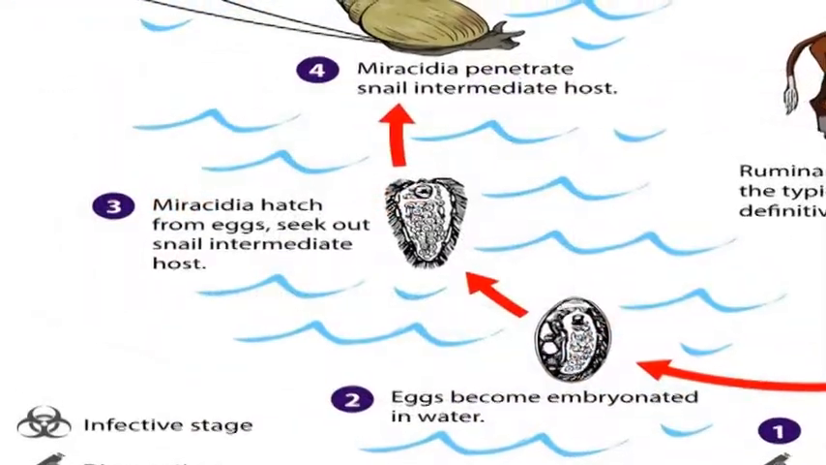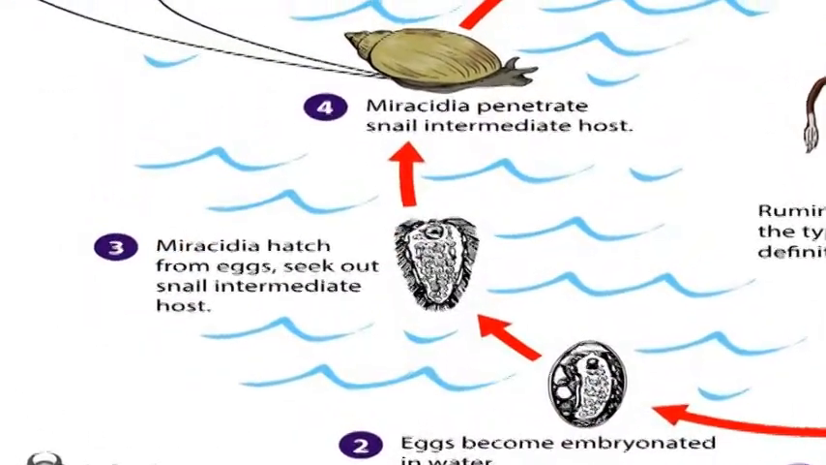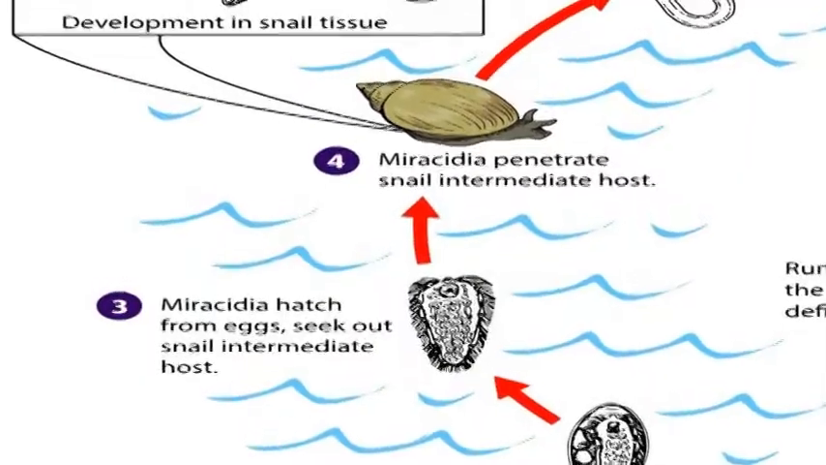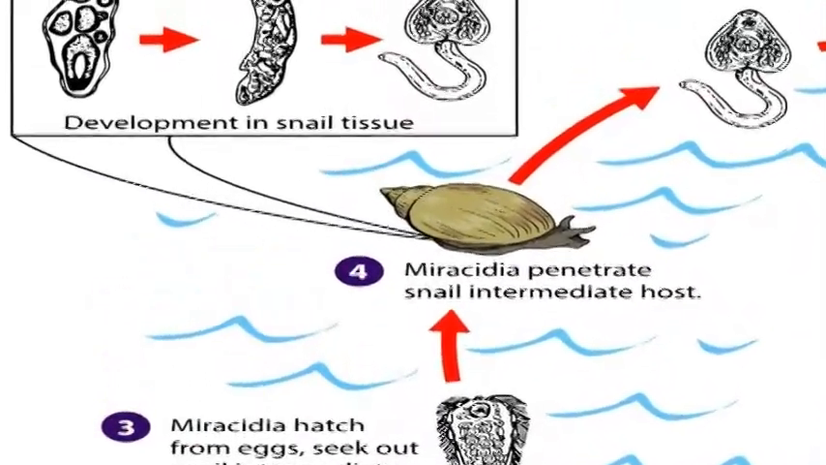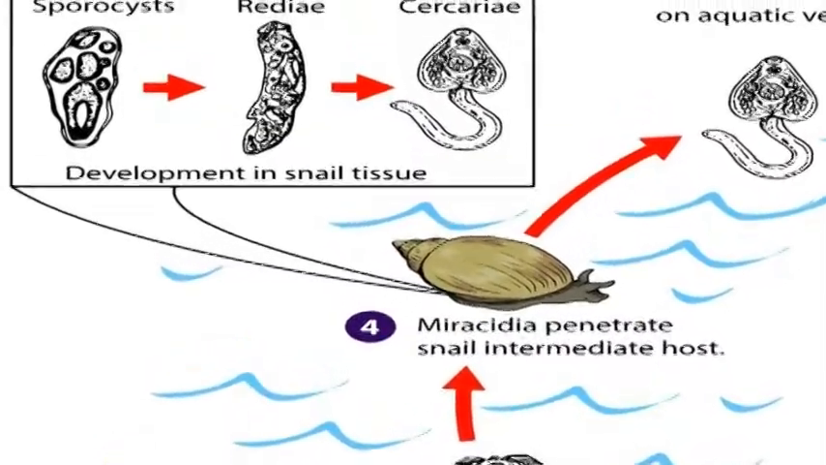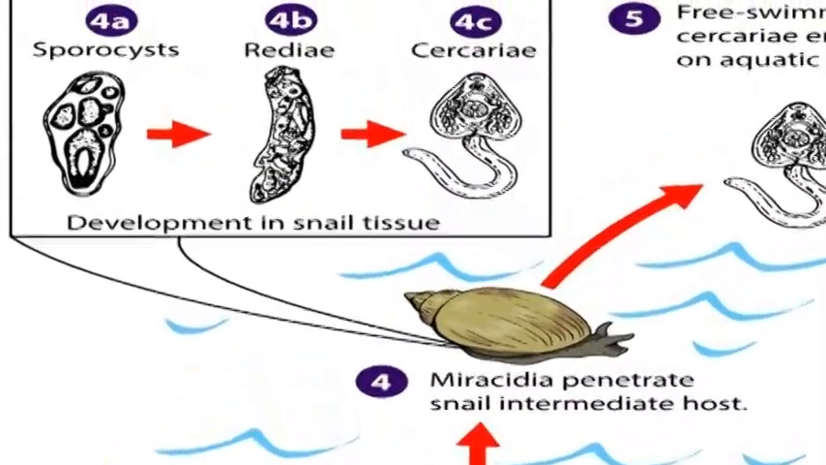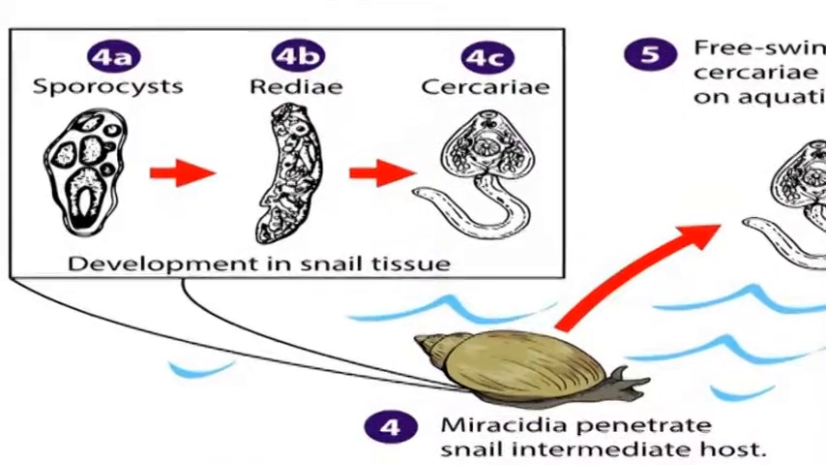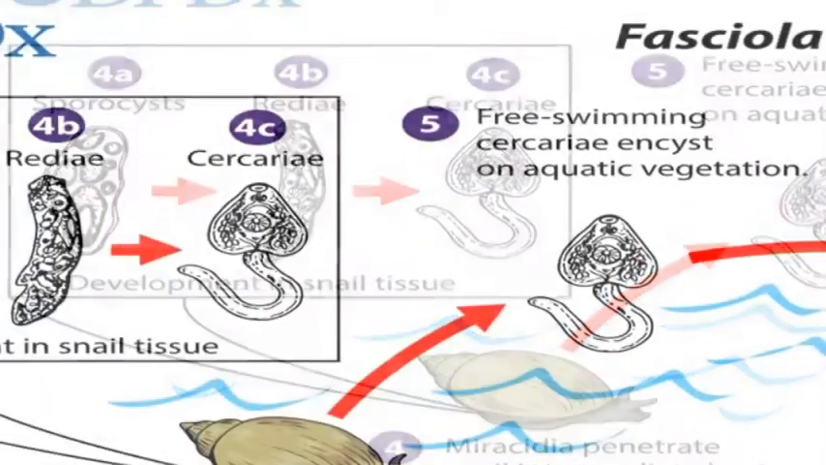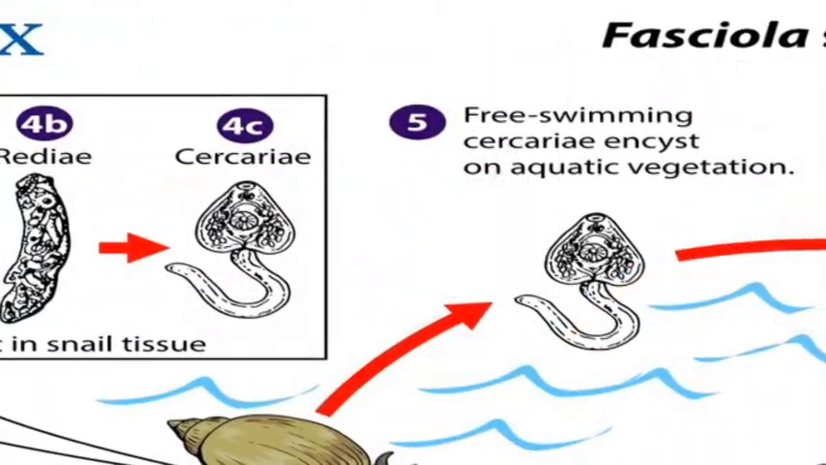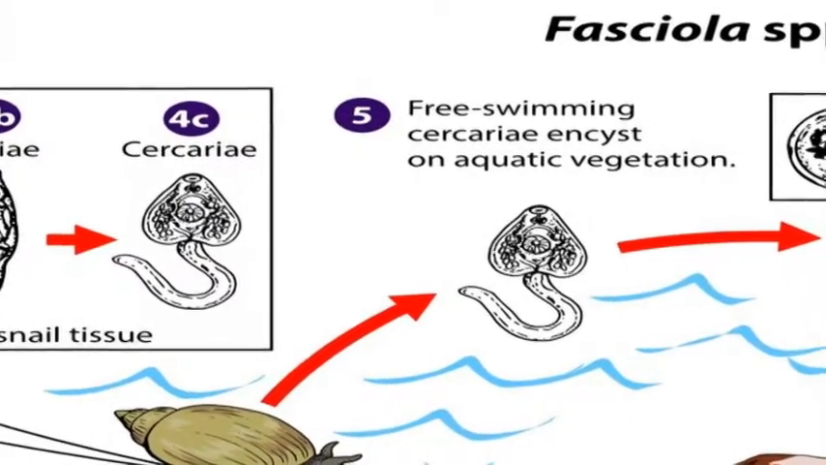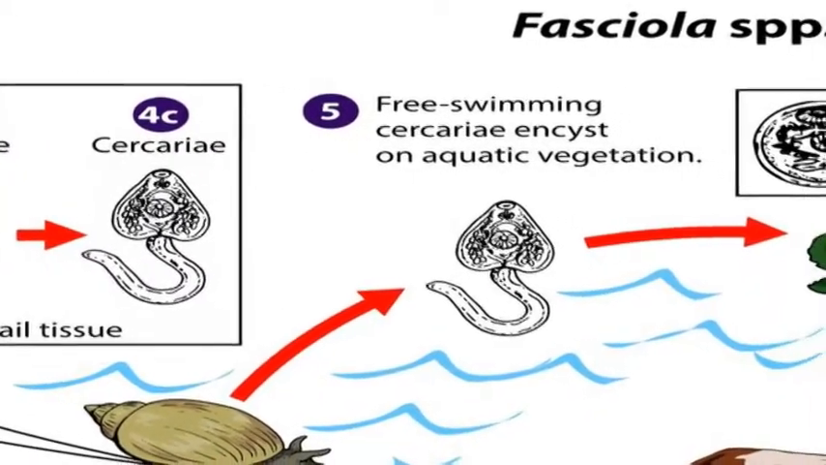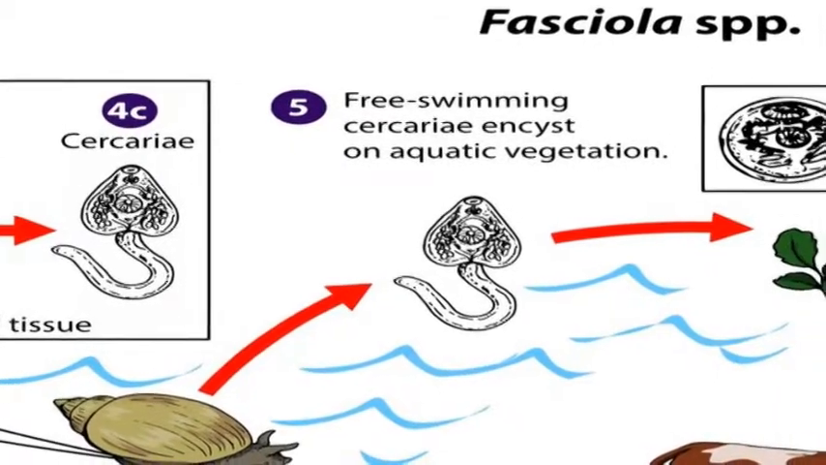So, redia is a larval form of a digenetic trematode such as a liver fluke that is produced within a sporocyst, has a mouth, pharynx, and gut, and contains cells which give rise to other redia or a cercaria. Next, we have the cercaria, a usually tadpole-shaped larval trematode worm that develops in a molluscan host from a redia.